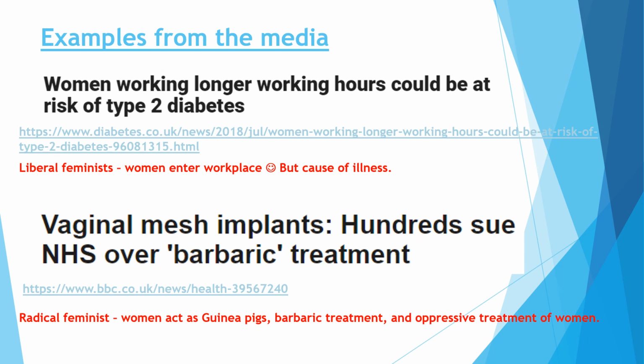And a really good example is the vaginal mesh implant, which was used by the NHS to treat prolapse, used on a lot of women, and it's been really traumatic for the women who've had these treatments. So again, a really good one for feminists or radical feminists, and the idea that women are almost being used as guinea pigs by the healthcare system.